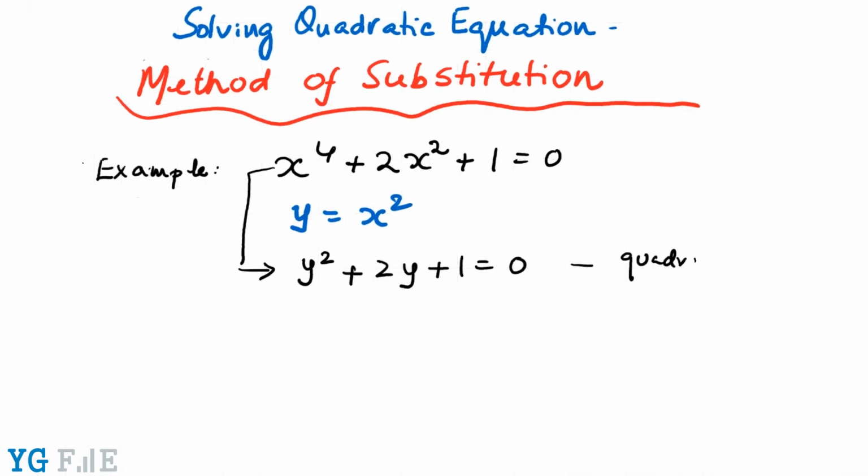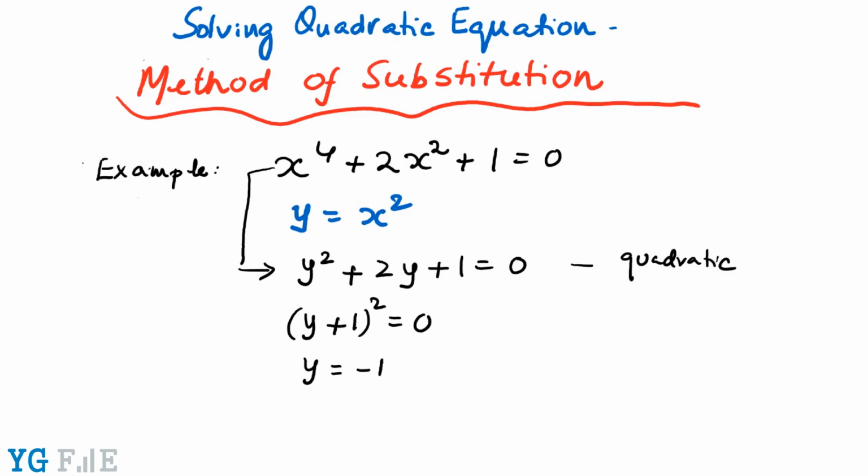So this is the technique. That means we are basically using the method of substitution to transform into a quadratic equation. Now we can solve this one, because this is very simple, because this is like (y plus 1) whole squared. We know that this is a perfect square. So now what we get is y equal to minus 1.